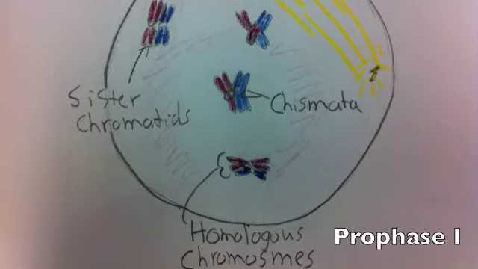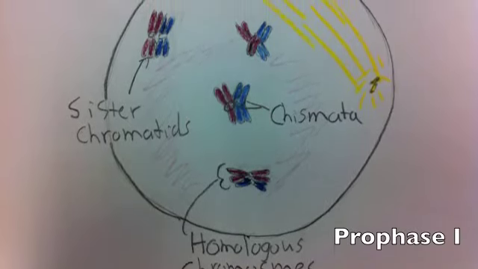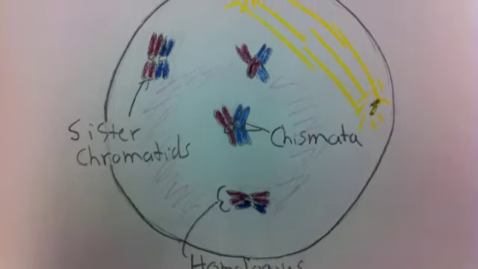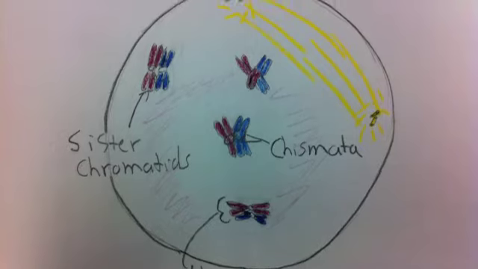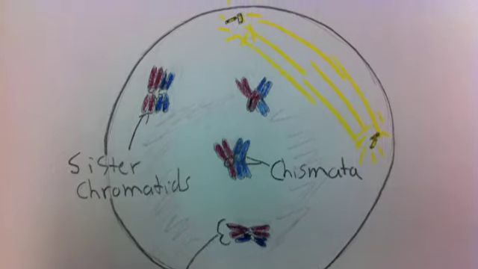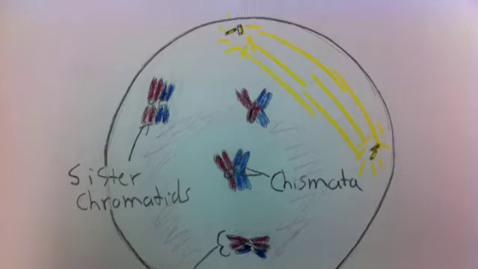During prophase I, chromosomes condense and the nuclear envelope breaks down. Replicated homologous chromosomes pair up through a process called synapsis. During synapsis, crossing over, or the exchange of genetic material, occurs between non-sister homologous chromatids, forming sites of chiasmata.